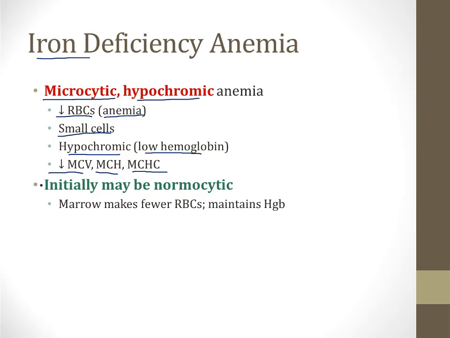Importantly, you should know that initially an iron deficiency anemia may be normocytic. The marrow may make fewer red blood cells but maintain the hemoglobin level and therefore maintain the size of the red blood cells. So just because the patient has a normocytic anemia, it doesn't exclude the possibility that they may be iron deficient. And in clinical practice, measurement of iron levels is something that's routinely done in any patient who is anemic, since the anemia may be microcytic or normocytic.